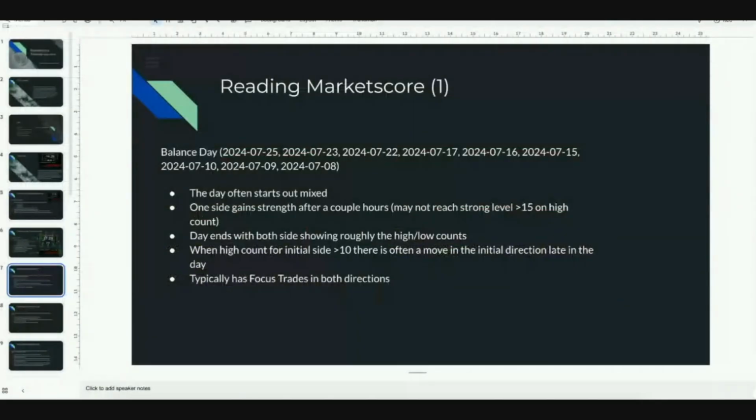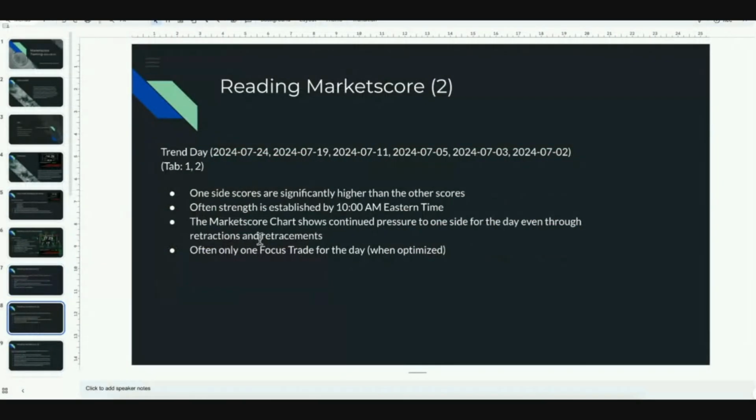So now we're going to move into the next type of day, which is a trend day. One side's score is significantly higher than the other's. Often strength is established by 10 a.m. Eastern. Now, this is the important factor for trend days, and I'll explain this in just a minute.